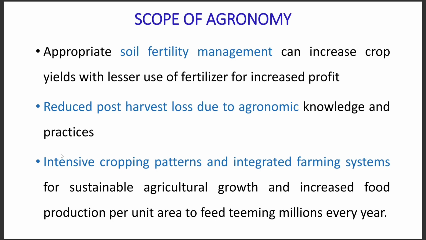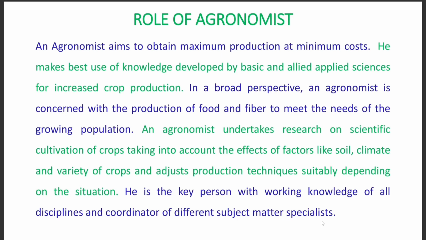Also we have intensive cropping patterns and integrated farming systems. You will know how we can follow a good cropping pattern, like rice-cereals or rice-legume-pulses. So proper cropping patterns should be followed. And also the integrated farming system, like we are doing dairy, cattle rearing, fisheries, agronomy, soil management, all these things together, then it will be called an integrated farming system, for creating a sustainable agriculture that will increase our food production. So now we will discuss the role of the agronomist.